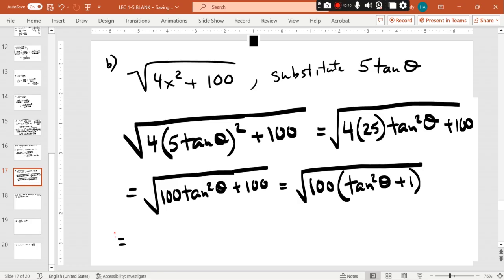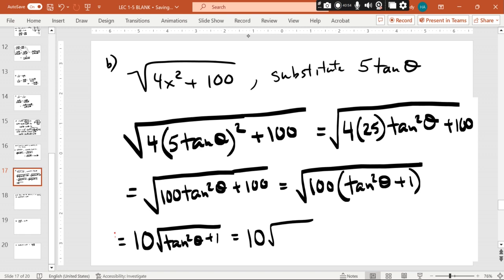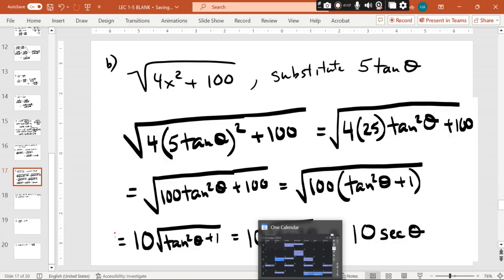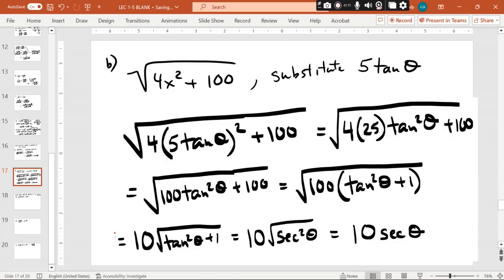If that's the case, tell me if you guys agree here. 100 is a perfect square of 10, isn't it? 10 gets to go outside of the square root. And this one I think we've seen before already. I'll just finish it off from here. That means this is the same thing as secant squared theta. And now since I have a single term that's a perfect square inside the square root, it gets to go out. And that is my simplest form. Perfect stuff here.